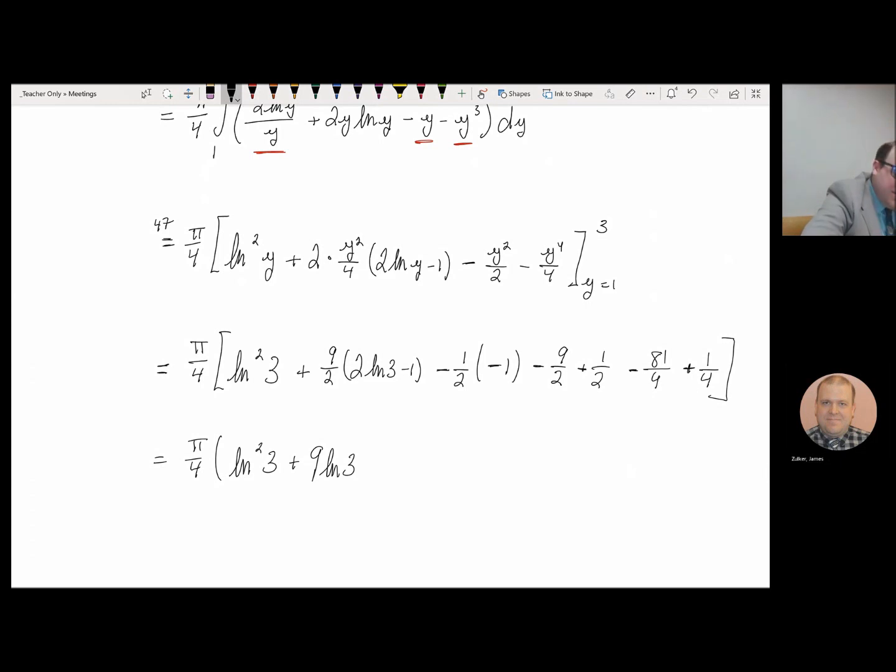That should not be minus 28, though, should it? Just write it out. Minus 9 halves plus a half minus 9 halves plus a half. Yeah, I did that wrong. That's negative 18 over 2, which is negative 9. Plus 1 is minus 8. Yep, okay.